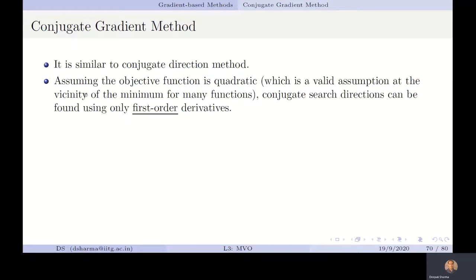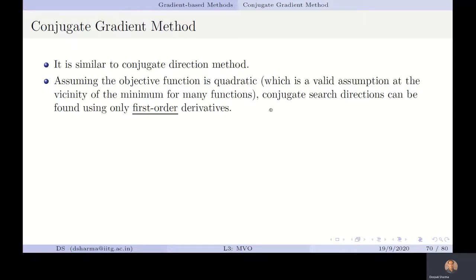Now here, what we have found is that in the Newton method as well as the Marquardt method, we have to find the Hessian of the matrix and invert it. In this case, the conjugate gradient method will find the search direction by using just the first order derivative. So we are not going to need the Hessian of the matrix, for example, just the gradient of the function.